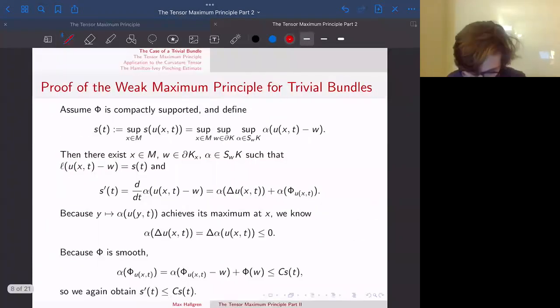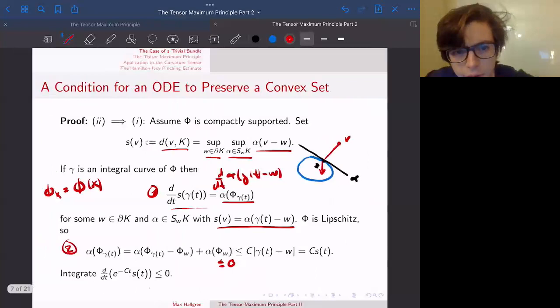Okay, so the main difference is, oh, sorry, I forgot to ask, are there any questions about this slide or about the proof?